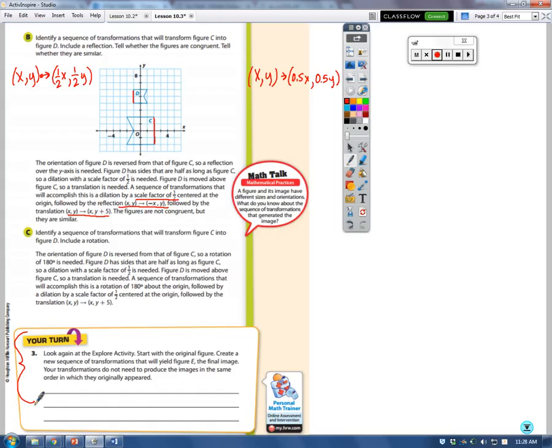So hopefully we got a little bit of an idea of how we're producing similar figures through series and sequences of transformations that may or may not include dilation.